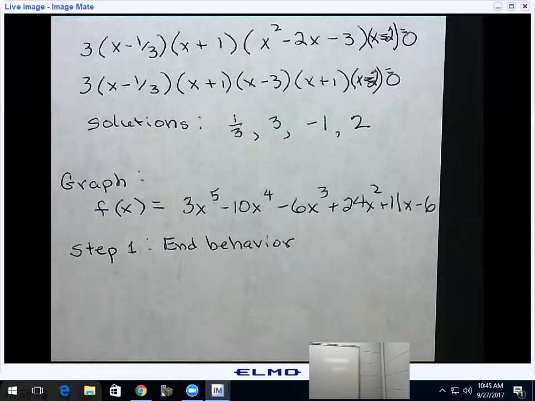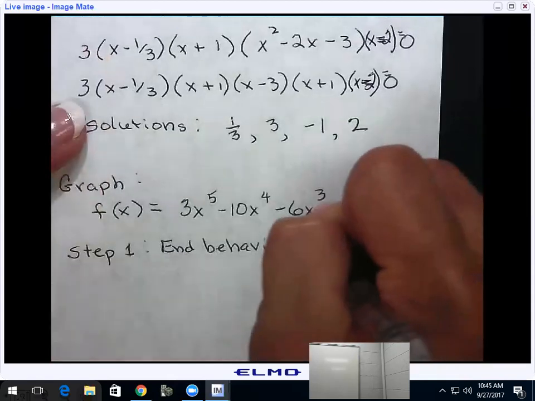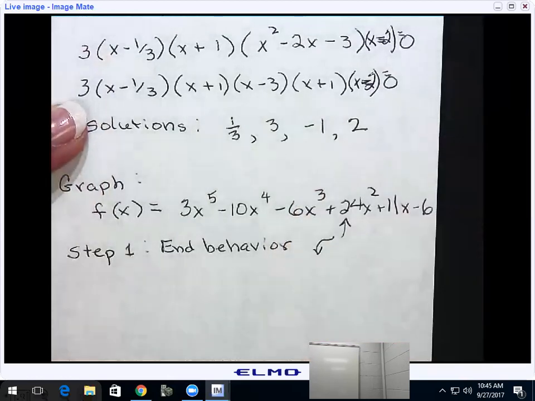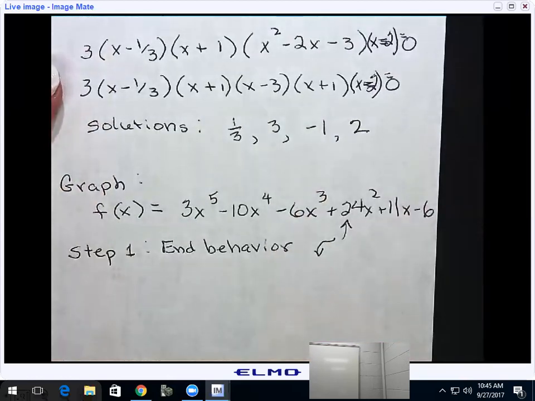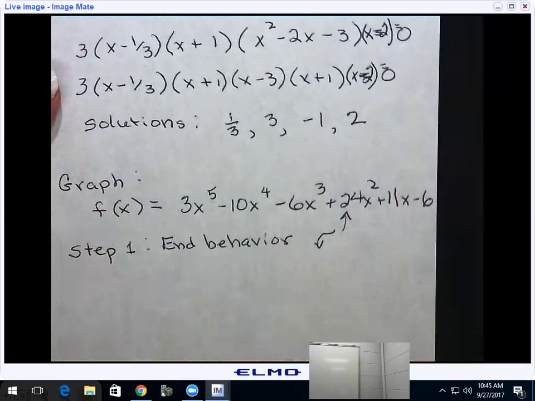The odd degree positive coefficient, vertical snake going uphill, no more than how many squiggles in the middle? 4. No more than 4 squiggles in the middle.